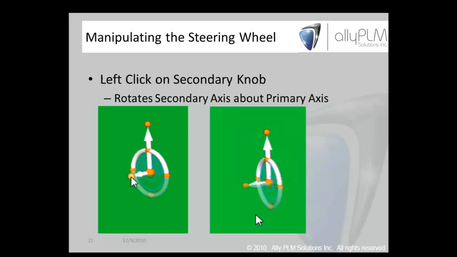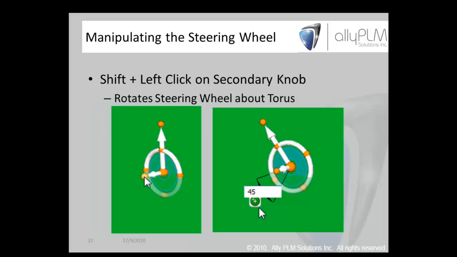Same thing basically with the secondary knob at the end of the secondary axis. If I left click on the secondary knob, you're going to notice I do not get a dialog box on the right to specify 45 degrees or whatever the measurement may be. It's more used for me to go out and select a key point to align that vector to. If I shift and left click on the secondary knob, you're going to see that I get the orientation. It rotates about the torus, just as we saw before.